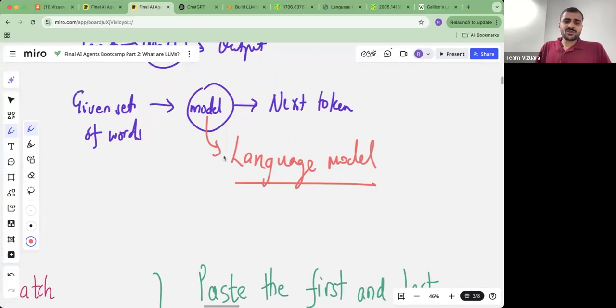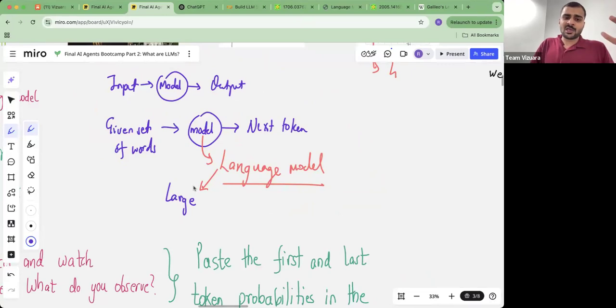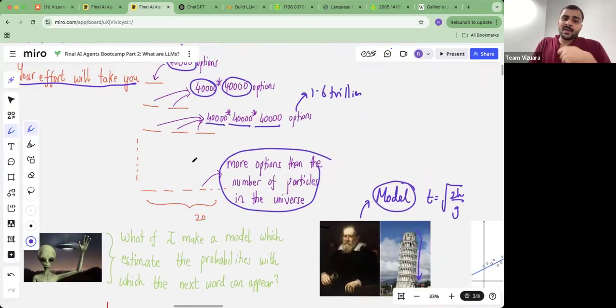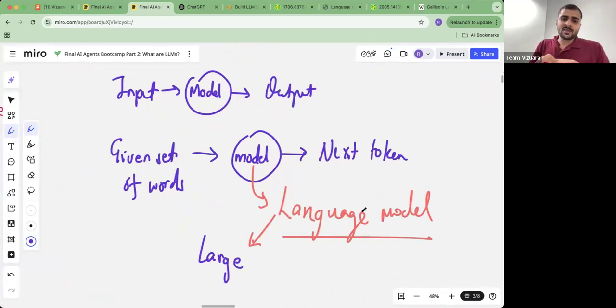So when we attach the word large, the reason is that large does not mean 10 or 100 or 1000. It means millions and billions of parameters. That's what large language models are. Large language models help you predict the next token given a set of words, and they have millions or billions of parameters.